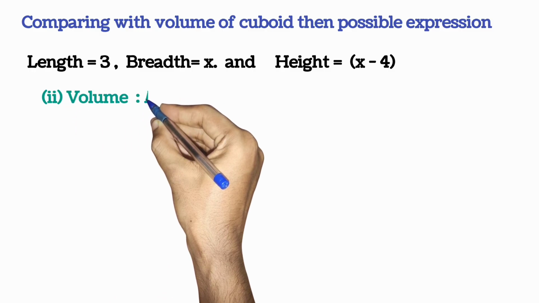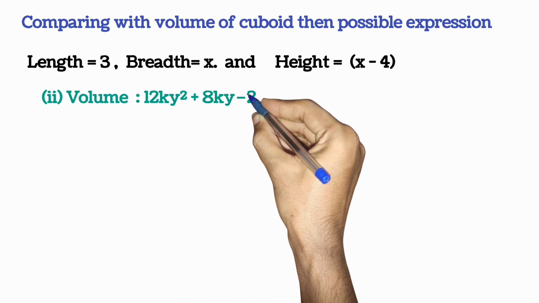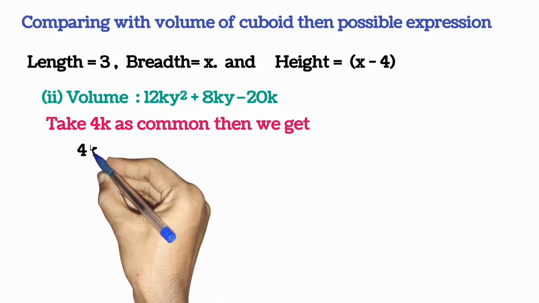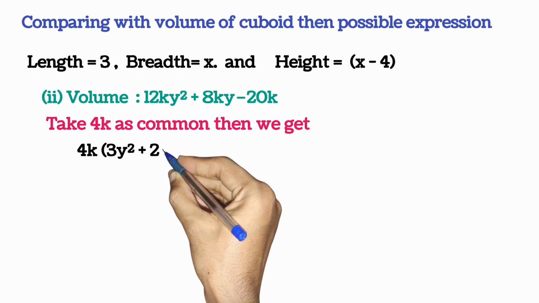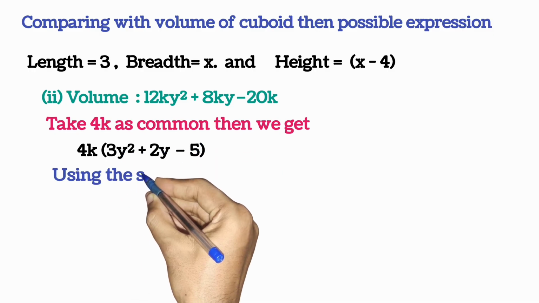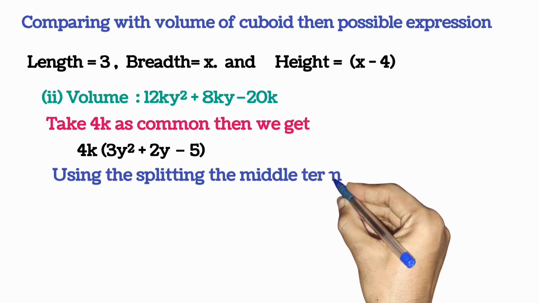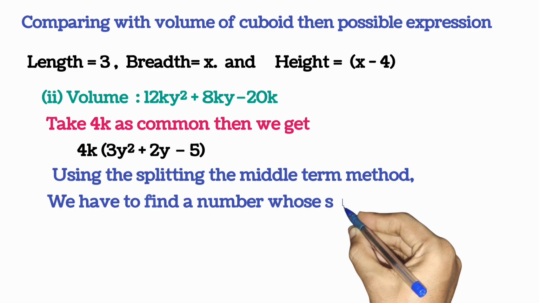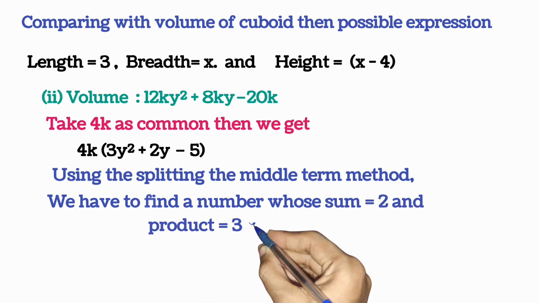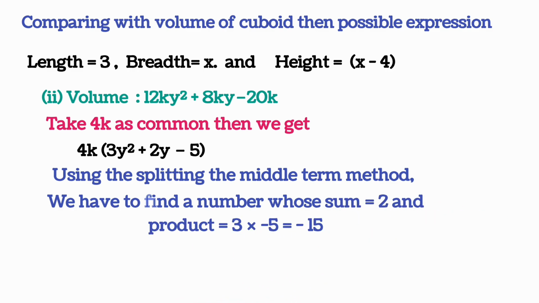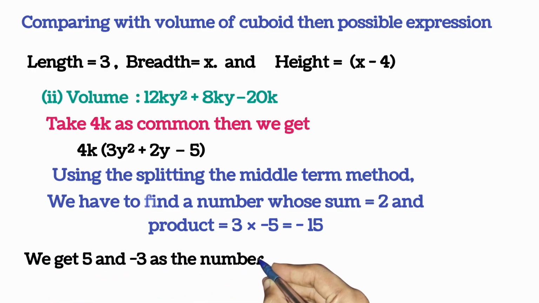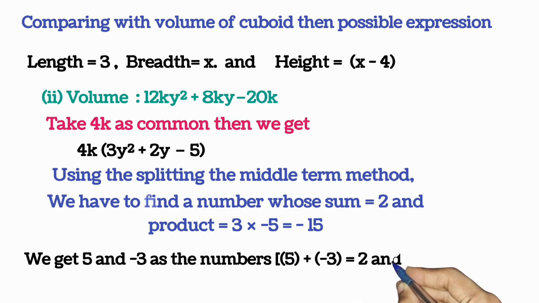Second volume is equal to 12ky square plus 8ky minus 20k. Take 4k as a common, then we get 4k into 3y square plus 2y minus 5. Using the splitting the middle term method, we have to find a number whose sum equals 2 and product equals 3 into minus 5 equals minus 15. We get 5 and minus 3 as the numbers, then 5 plus minus 3 equals 2, and 5 into minus 3 equals minus 15.